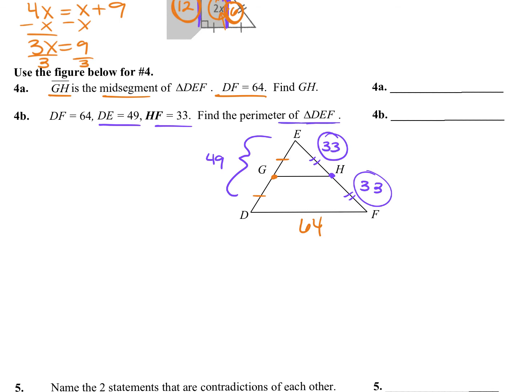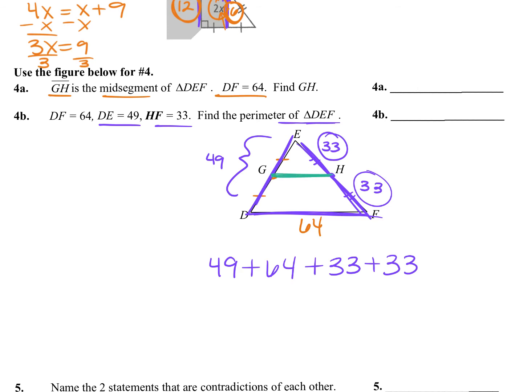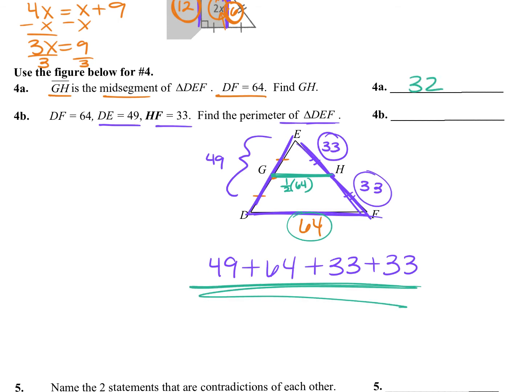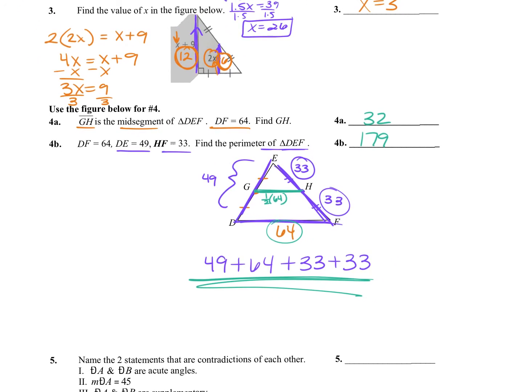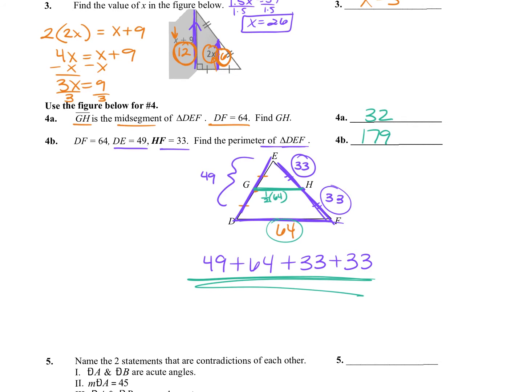So then when they say find the perimeter of that big triangle, the perimeter of this triangle is 49 plus 64 plus 33 plus 33. Okay. Sorry, I forgot to find the first one. What is GH going to be? 32. Half of the 64. So GH is 32. Can anyone tell me what that equals? I didn't add it. Anyone have a calculator handy? What is it? 179. Good on that? Questions on that?